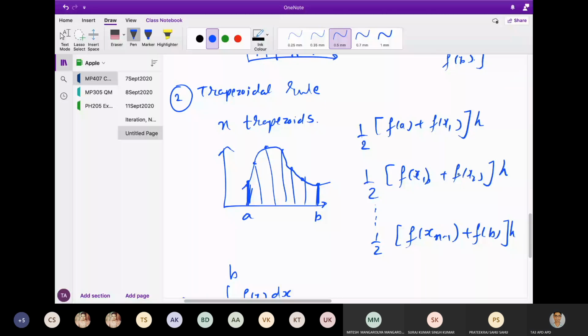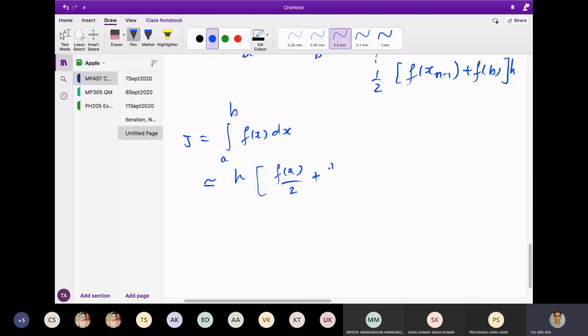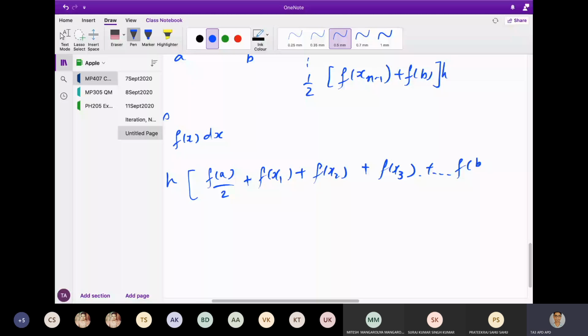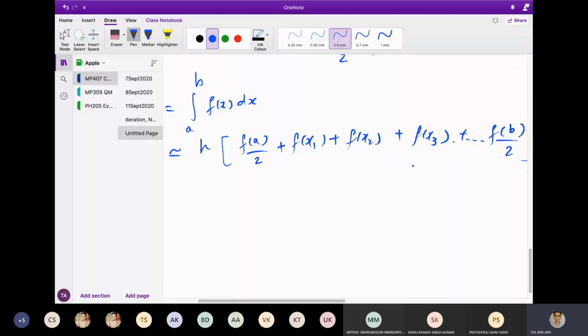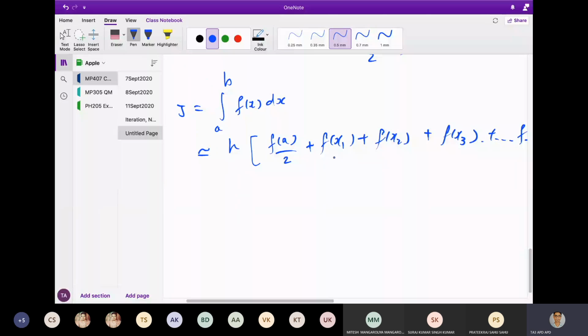So that is going to be f of x1 plus f of x2 plus f of x3, up to f of b divided by 2, that is, f of x n minus 1, the last one on the step. So that is how one can approximate the given integral. Okay, and this h is equal to b minus a over n. n is the number of steps.